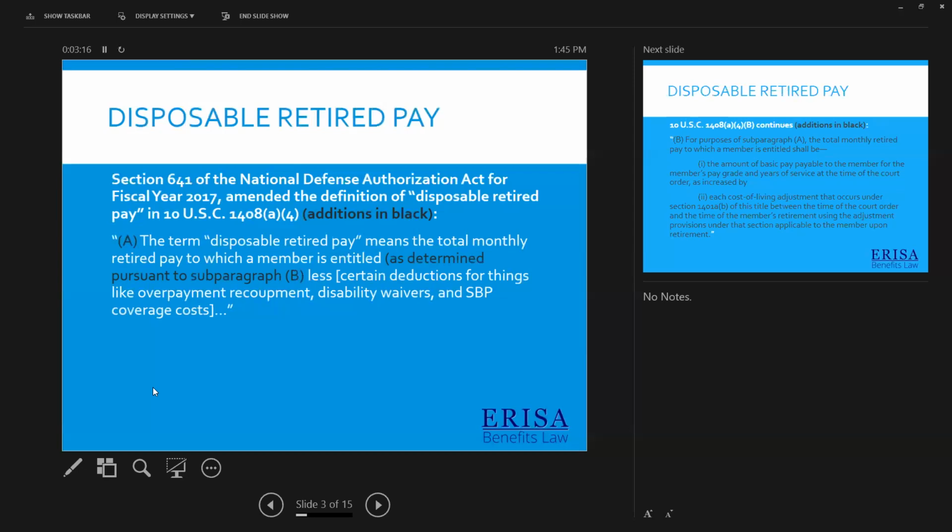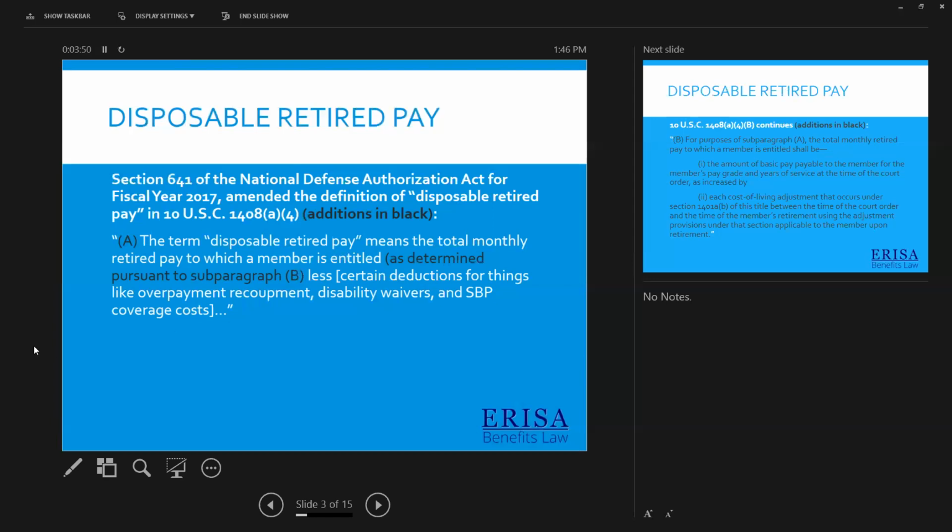You deduct the cost of the survivor benefit plan coverage, and most significantly, you deduct any pay that is waived, the disability pay, which somebody may have waived their retirement pay in favor of getting. The reason they would do that is because it's not taxable, it's a disability payment. Once you take your total pay and take out those deductions, you get what's disposable. That means what can be divided between the parties in a divorce.